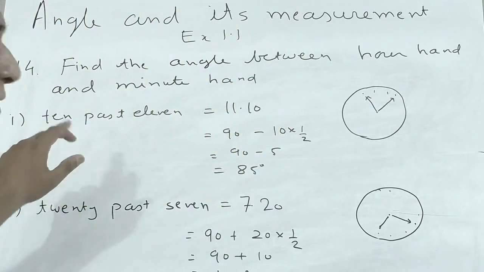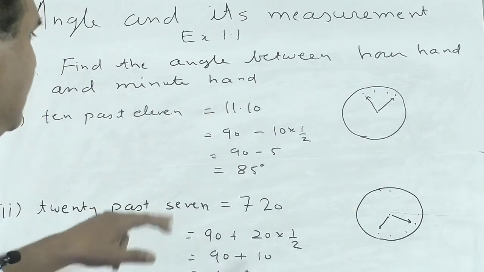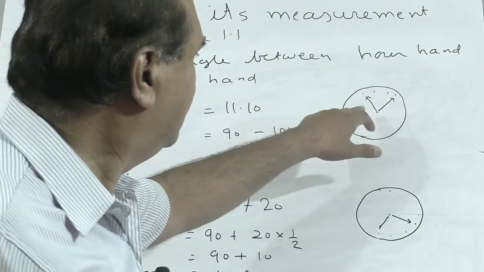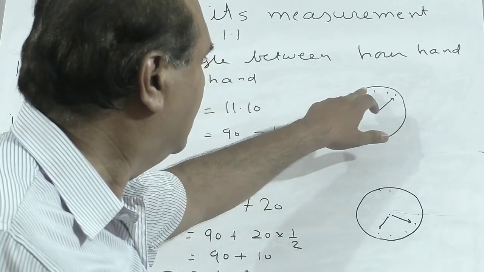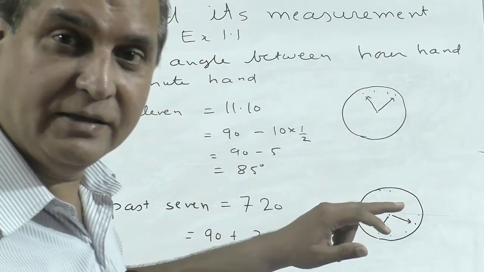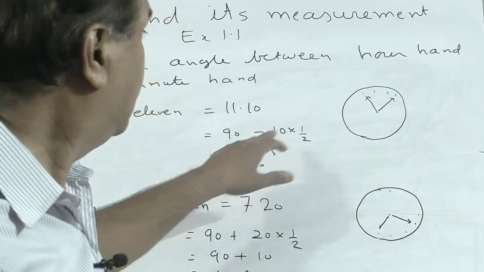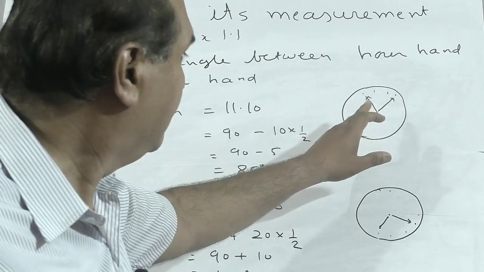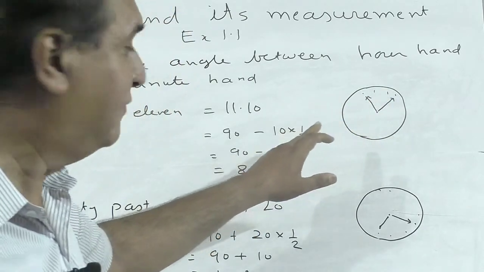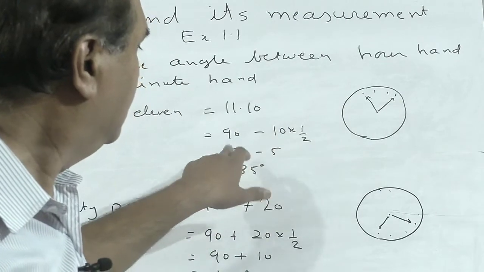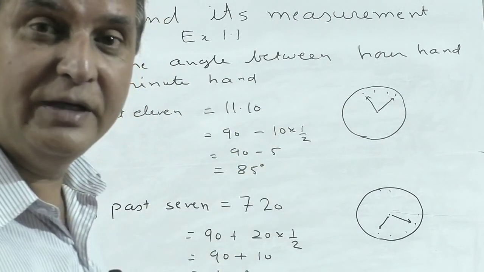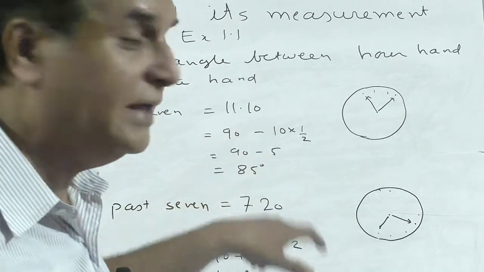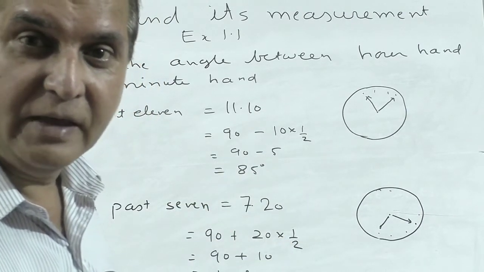See, first sum: 10 past 11, that is 11:10. 11 is here and this is 10. So 1, 2, 3, that is 90 degree, so it is clear. But in these 10 minutes, the hour hand approached. How much? Per minute half, so 10 into half, that is 5. 90 minus 5, 85 degree. Understanding? The exact angle at 11:10 is 85 degree.